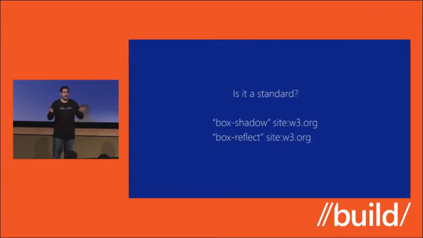And if you have a laptop, give it a shot right now. I'll wait a second. Go ahead and type in box-reflect site:w3.org and see what you get. You're going to get mailing list discussions and things like that, but you're not going to find a specification. And that means you're using a proprietary feature which could block out a good number of users to your site.